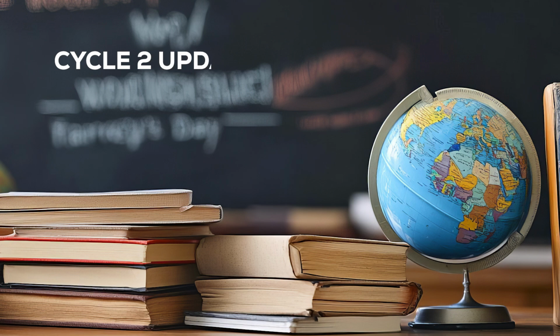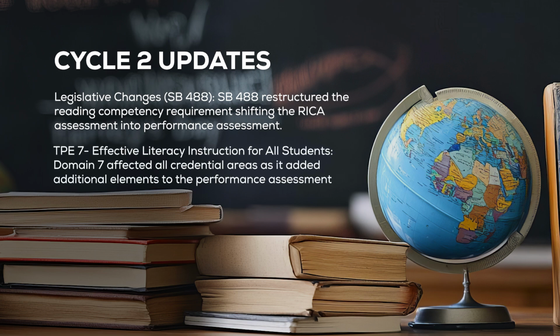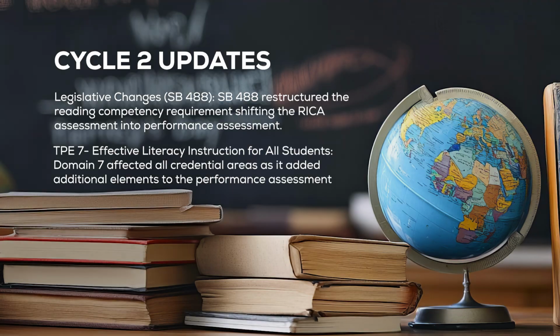Now, for Cycle 2, also called the Literacy TPA, this cycle has undergone the most changes, with SB 488 requiring the reading competency requirement to be restructured, which moved the RICA into the TPA. So now, with the RICA no longer being offered, completing the Cycle 2 Literacy TPA satisfies the RICA requirements. And the legislation and revision also make sure that TPE 7, Effective Literacy Instruction for All Students, is also included and addressed in the new Cycle 2 TPA.